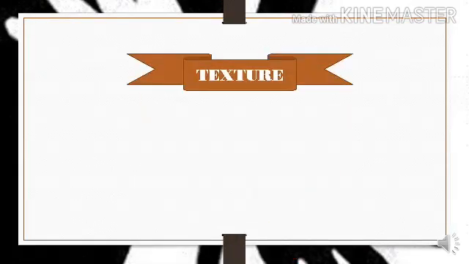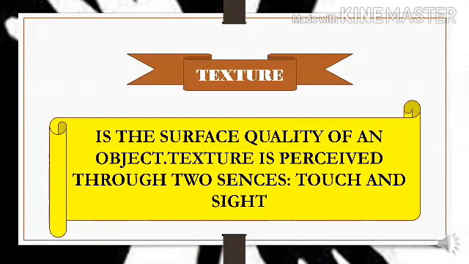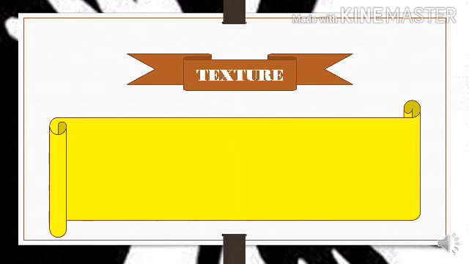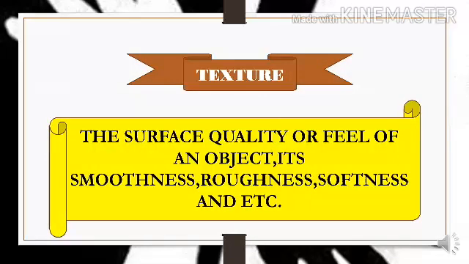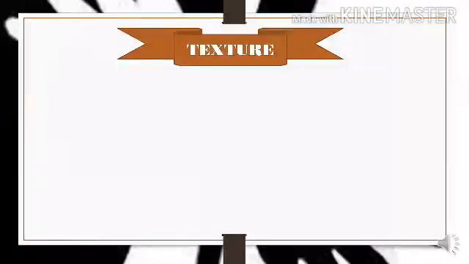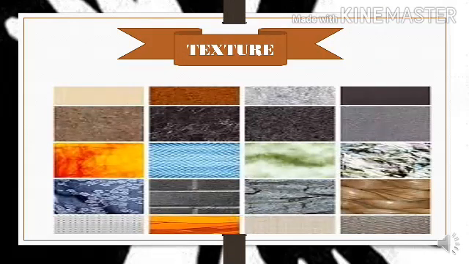Number 6. Texture. Texture is the surface quality of an object. Texture is perceived through two senses, touch and sight. Texture is also the surface quality or feel of an object. It is smoothness, roughness, softness, and so on. Look at the pictures. This is an example of texture.